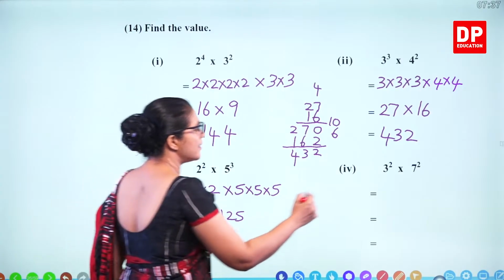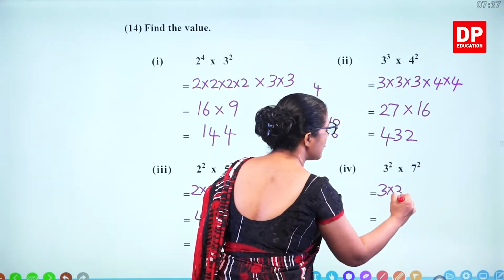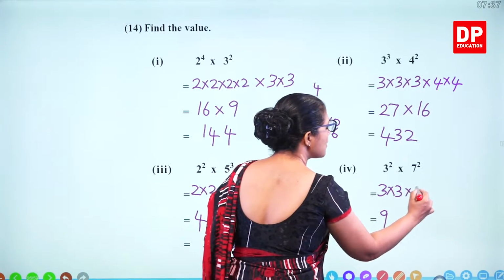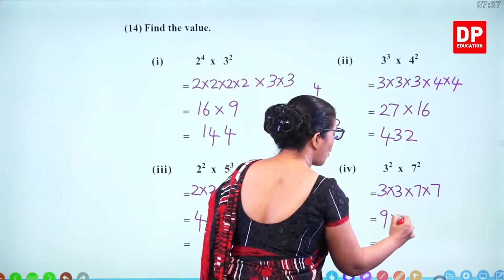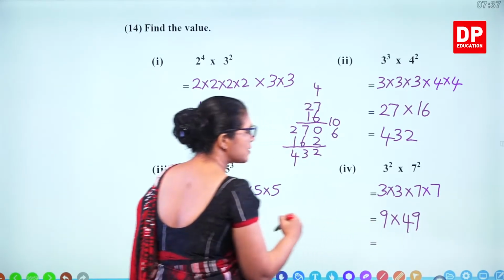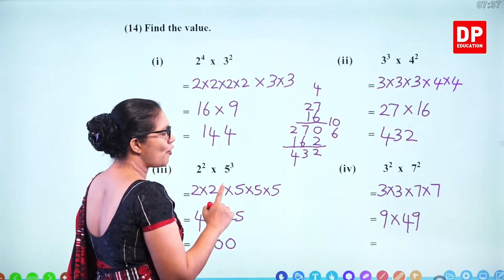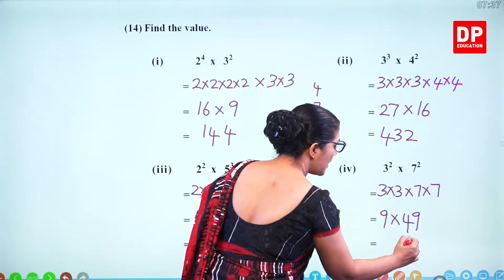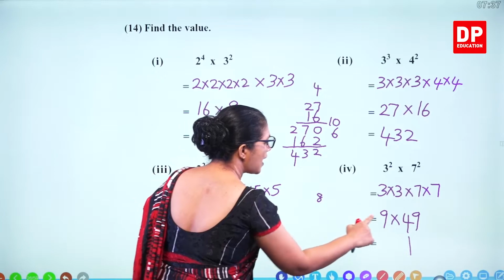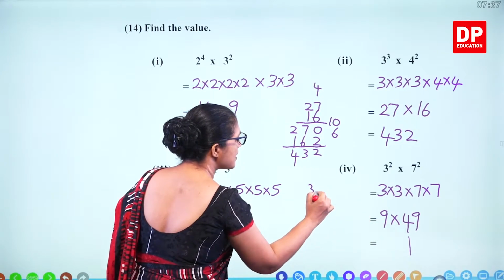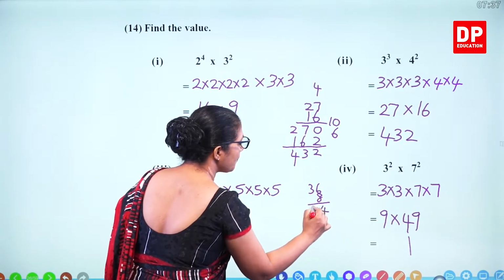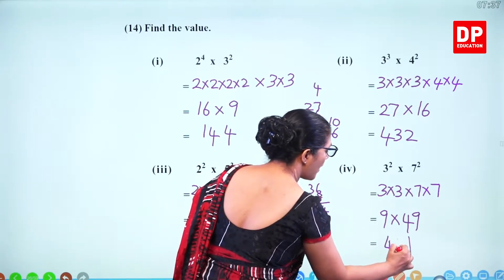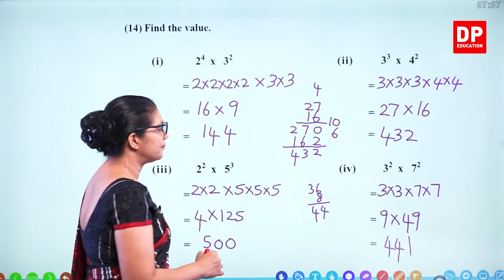3 squared, 3 times 3, that's 9. 7 squared, 7 times 7, 49. Now multiply, 9 times 49. 9 times 9, 81. 8 remaining. 9 times 4, 36 and 8, 44. So 441.